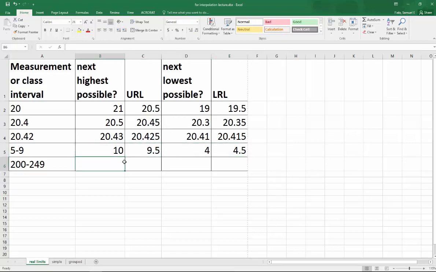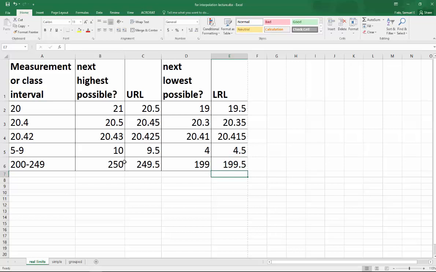If we have large numbers still measured to the same level of precision, it's not really that different. 200 to 249. Next highest is 250. Next lowest is 199. So the upper real limit is 249.5. Lower real limit 199.5. Right?